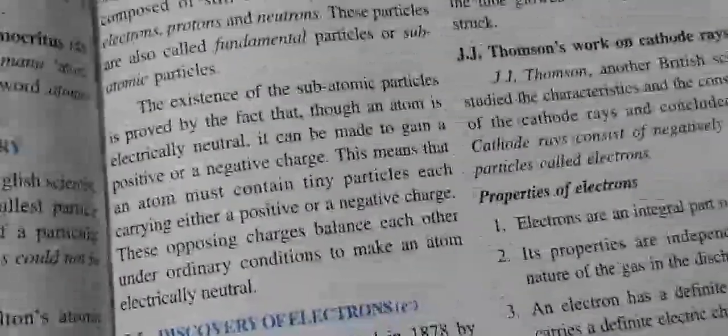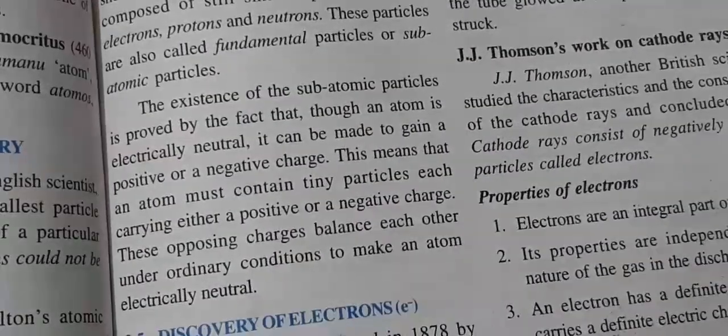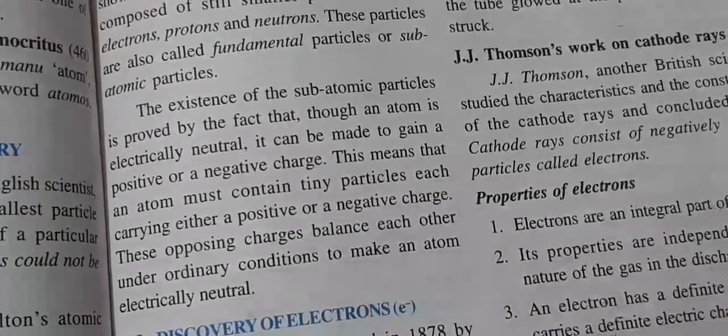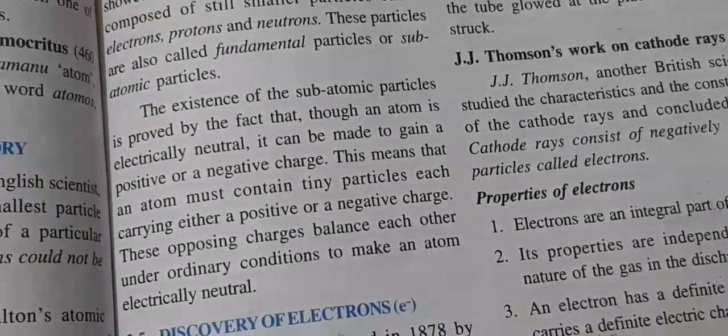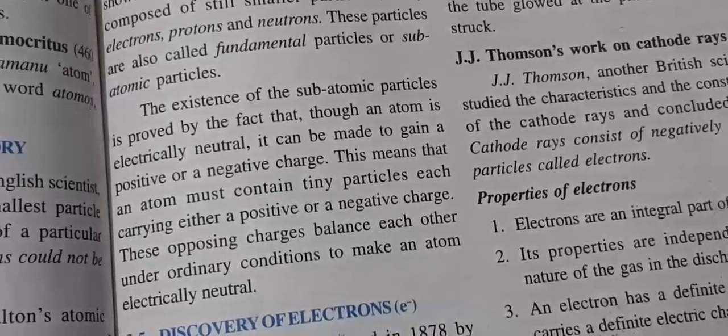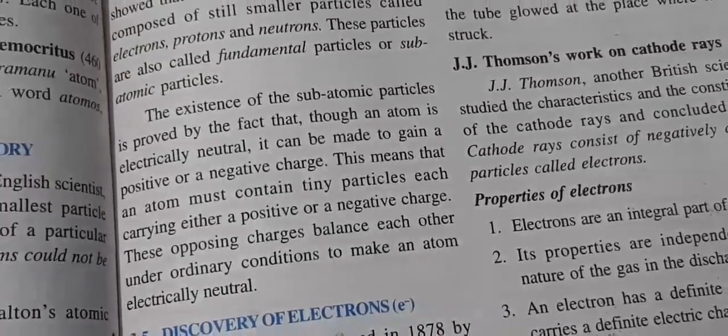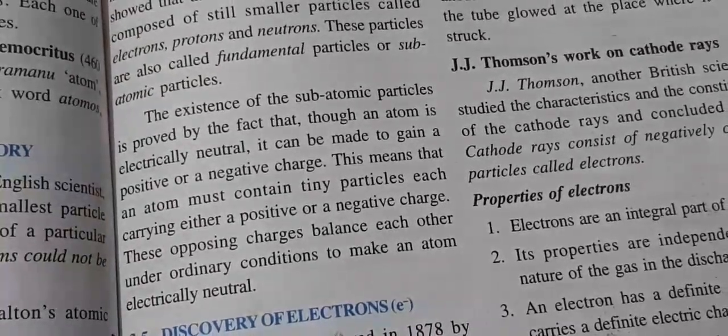The existence of these particles has proved the fact that atom is electrically neutral. It can be made to gain a positive or negative charge. Now after studying all these things, we know that atom is electrically neutral. Why? Because it has equal amounts of positive and negative charges.